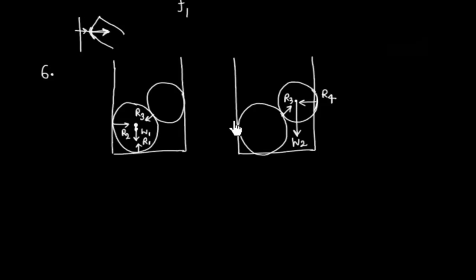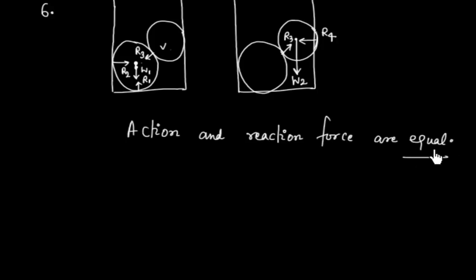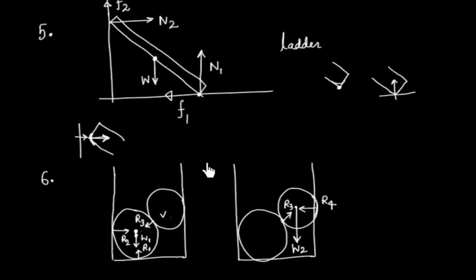Why is this so? Because if you consider this surface, Newton's third law says the force applied by this object on this object is the same as the force applied by this object on this object. That is, action and reaction are equal. So I can say if this object is applying force R3 on this object, then this object will also apply a force of R3 on this object. So this is about the forces.